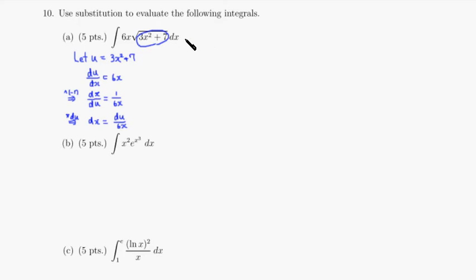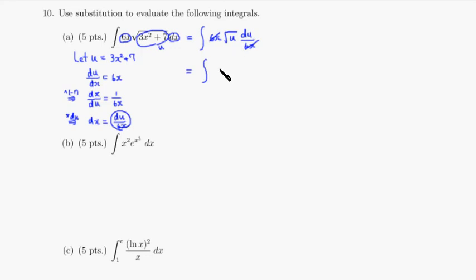Alright, so let's rewrite that. It's going to be the integral, and I'm going to leave 6x as it is for now. Then you have the square root of u, because we decided to call this guy u. dx is the same thing as du over 6x. So you have 6x on top, 6x on the bottom. That's kind of nice.